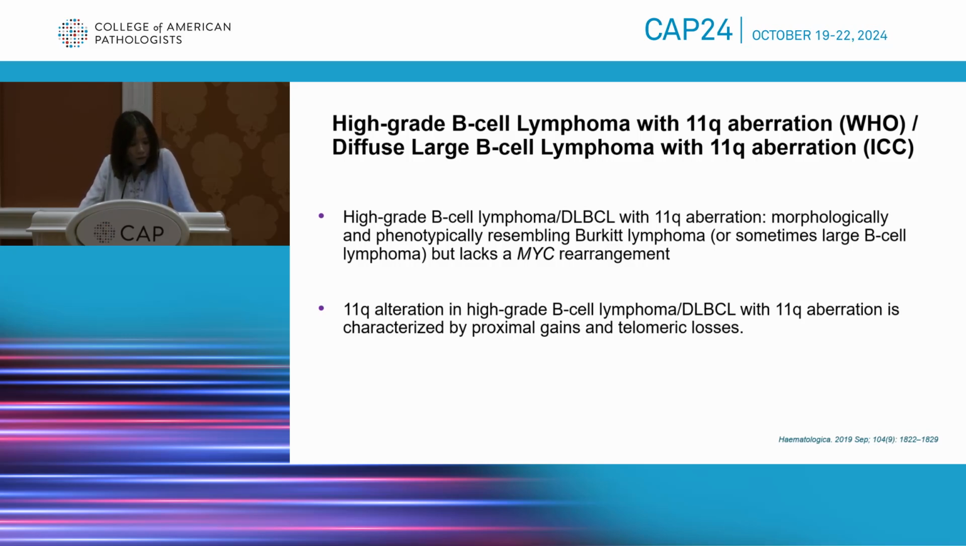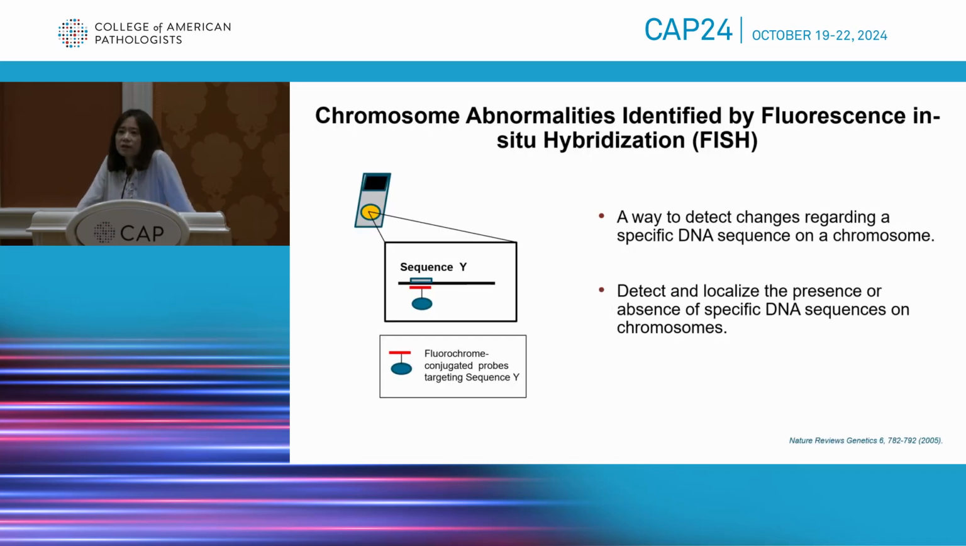So the 11q aberration in this group is characterized by proximal gains and then telomeric loss. So how do we identify this to even render this diagnosis? There are a couple of things that we can do.